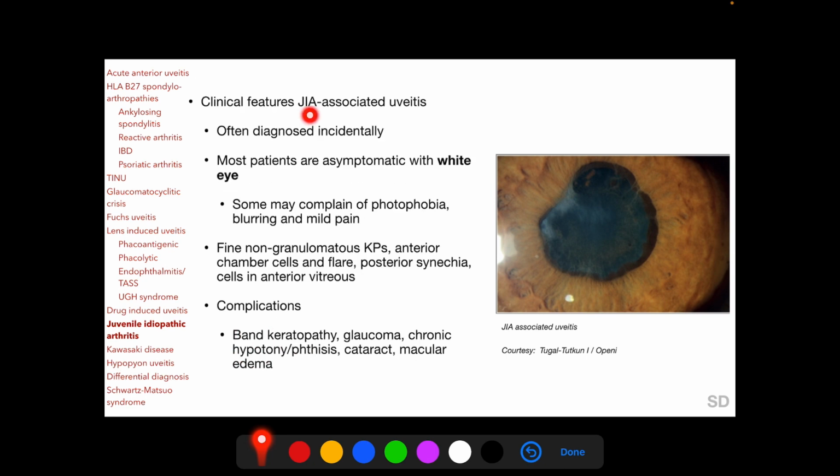It is common for JIA associated uveitis to be diagnosed incidentally because most patients are asymptomatic with a white eye. However, some patients may complain of photophobia, blurring, or mild pain. We find fine non-granulomatous keratic precipitates, anterior chamber cells and flare, posterior synechiae and cells in the anterior vitreous. Being a chronic uveitis, complications of JIA include band keratopathy, glaucoma, chronic hypotony, cataract, and macular edema.